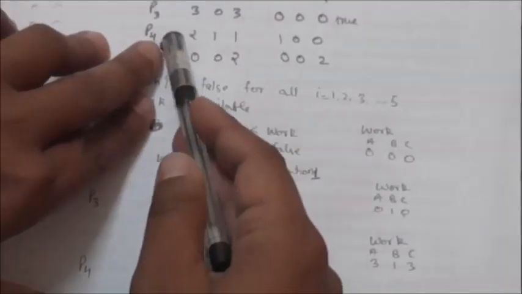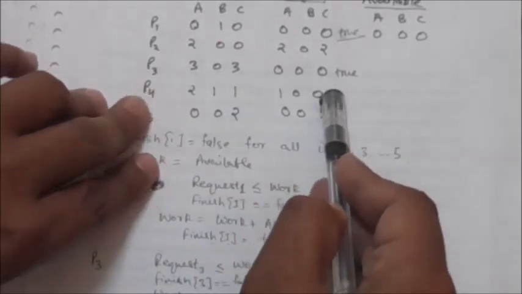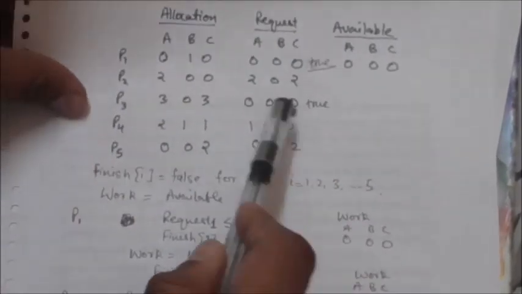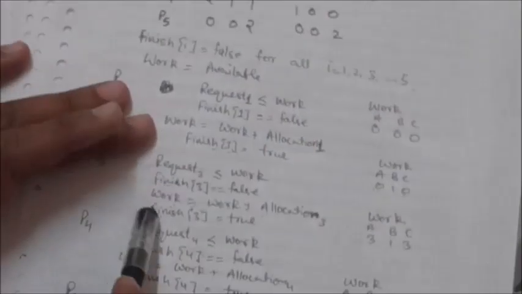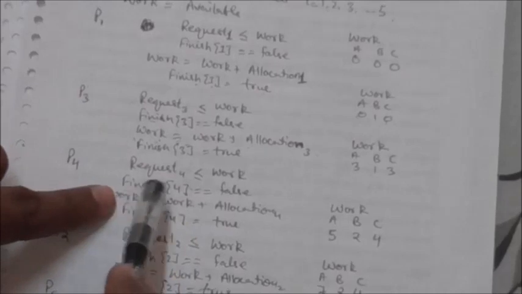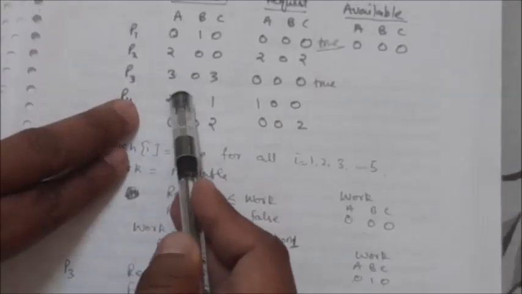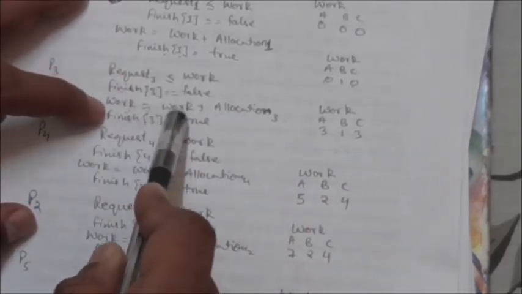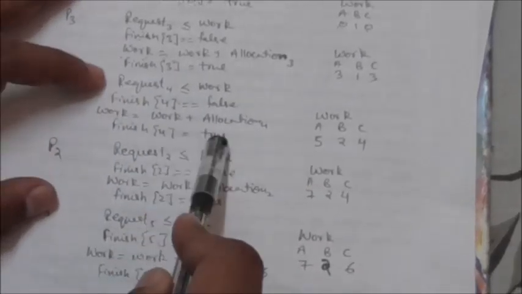Now consider index 4. In finish vector at index 4 the value is false, and the fourth row of request matrix is less than or equal to work. It satisfies this condition. Since both conditions are satisfied, we consider index 4. After that we need to update the value of work vector. To work vector we add the fourth row of allocation matrix, which is 2 1 1. When we add 2 1 1, the value of work vector becomes 5 2 4. After that we set the value in finish vector at index 4 to true.